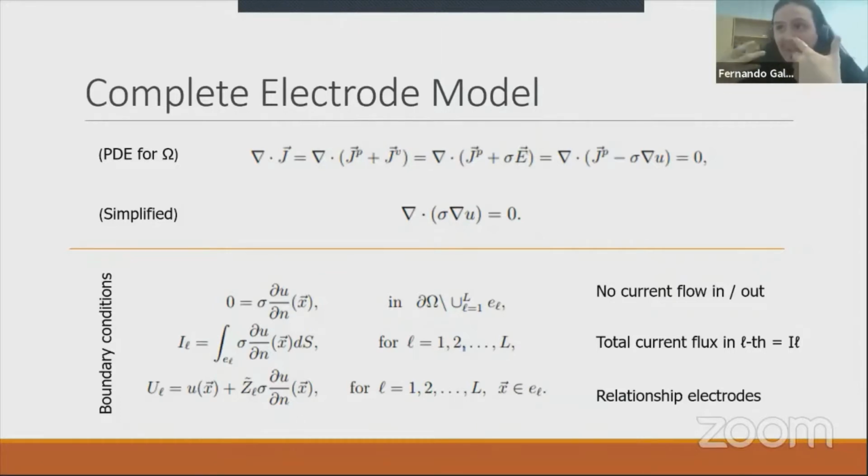Now, in order to find the appropriate model for solving such equations, the head model is simulated through a montage of L electrodes, and we denote the current applied on the L-th electrode by I_L, as well as their potentials U_L and the impedance Z_L. And here in the bottom we have the three boundary conditions in a nutshell. The first condition states that there is no current flowing in or out of the head model, other than the ones that we define, that we are going to calculate. The second boundary condition states that the total current flux in that L-th electrode is equal to I_L. And the third boundary condition states the relationship between the electrode potential, the ungrounded electrode, and the potential underneath the electrode.